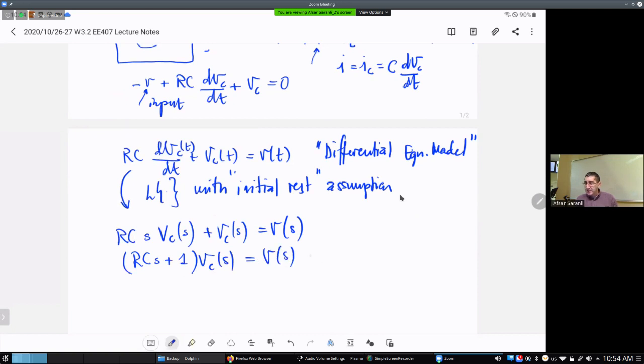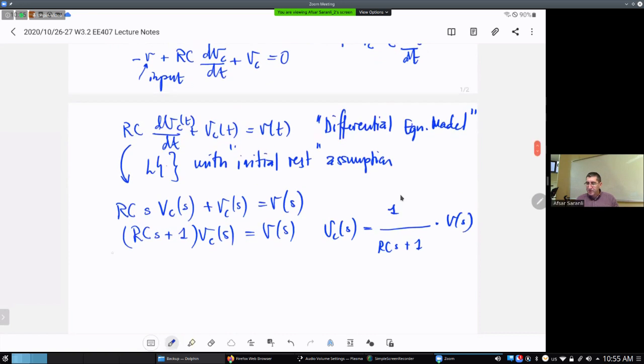And basically what I can write is that my output variable VC(s) is equal to 1 over RCs plus 1 times V(s). And if you want to obtain the transfer function of this, T(s) is by definition the output variable VC(s) over the input variable in the Laplace domain. And that gives me the transfer function representation. 1 over RCs plus 1 is the transfer function representation of this system.